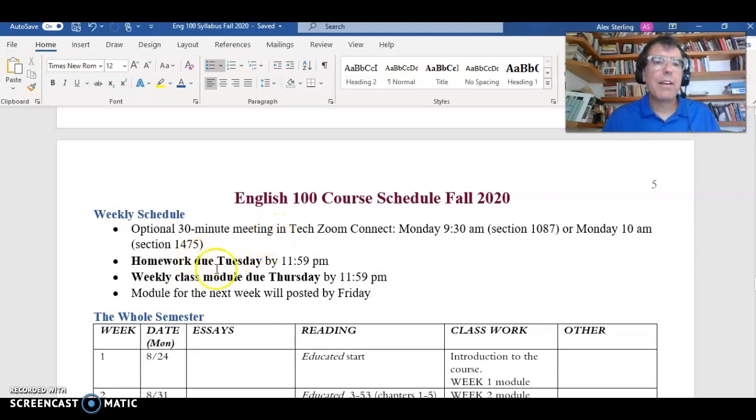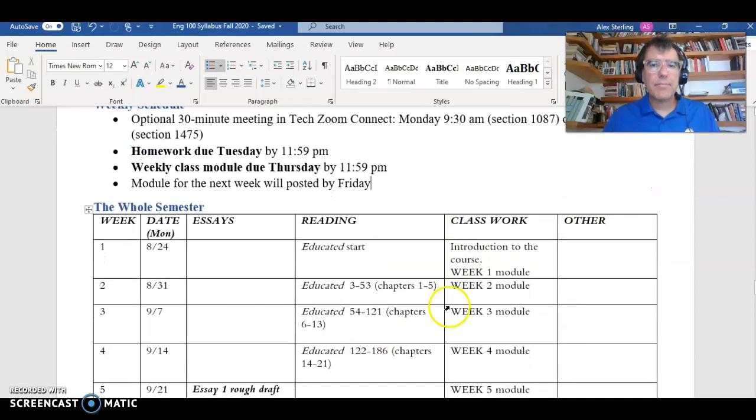Homework due Tuesday, class module Thursday, and then the module for the following week will be posted by Friday. And we will follow this schedule all semester. And we have 16 weeks in the semester.